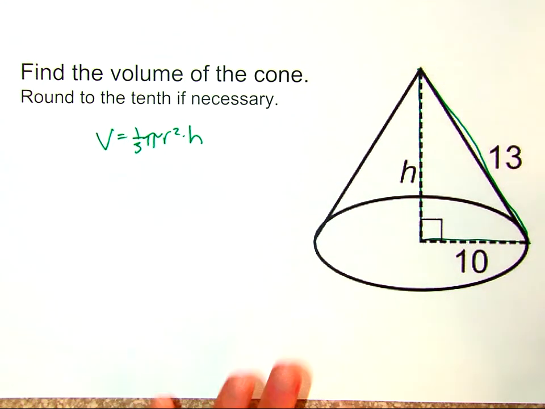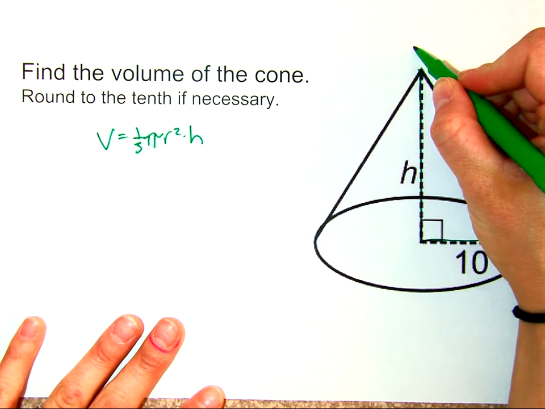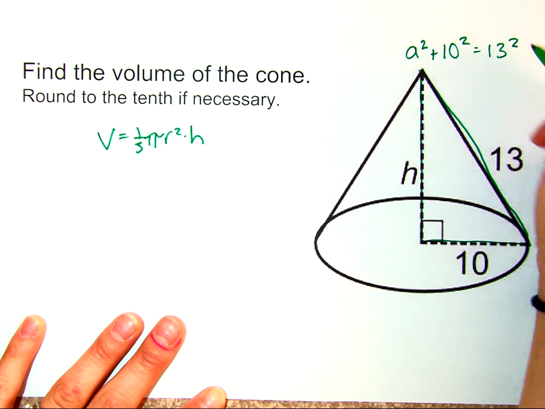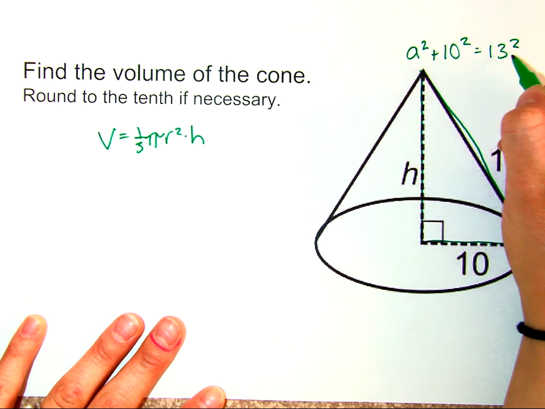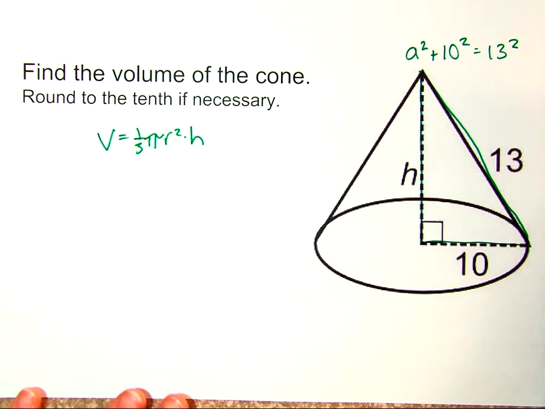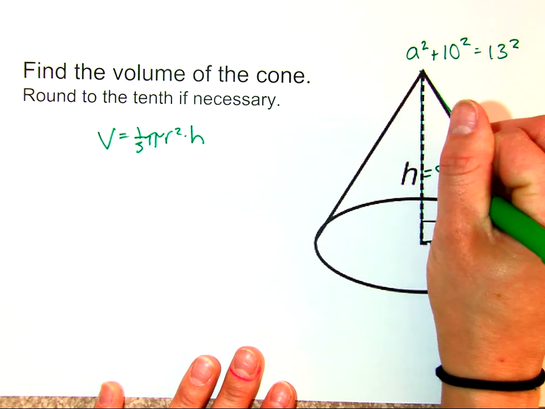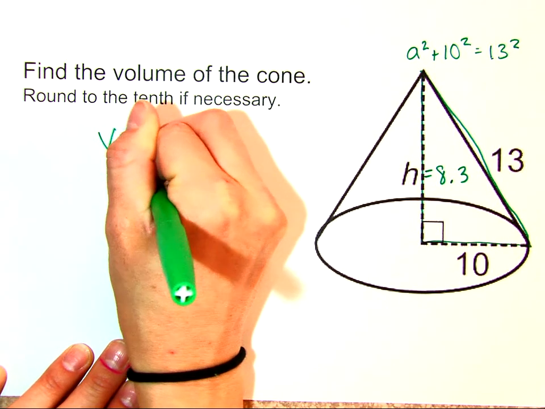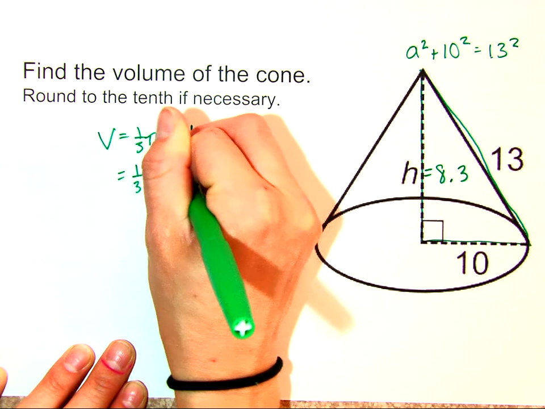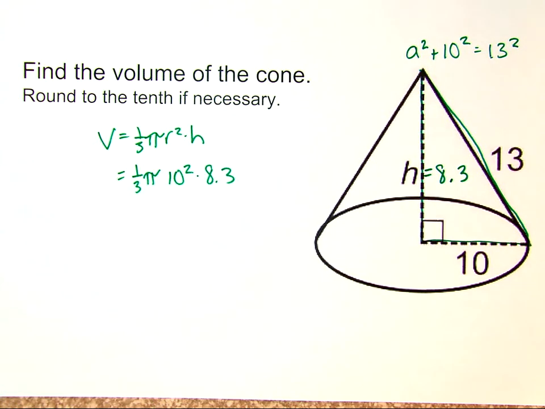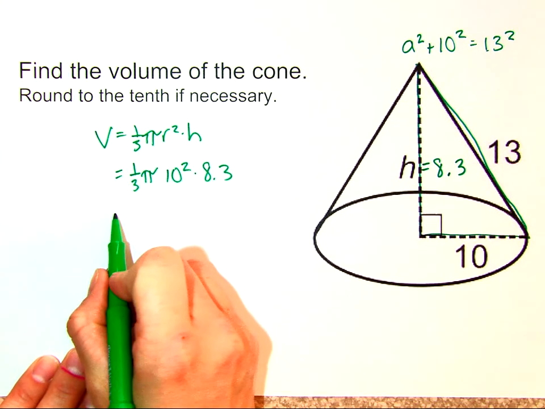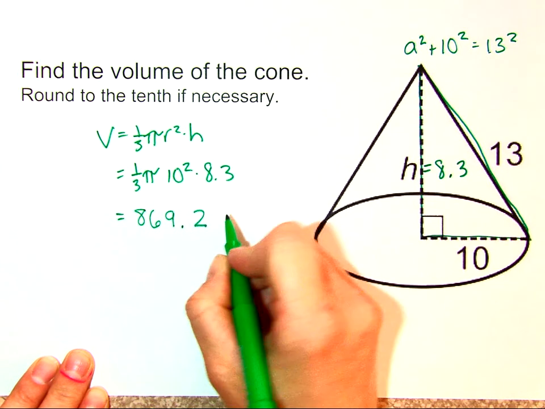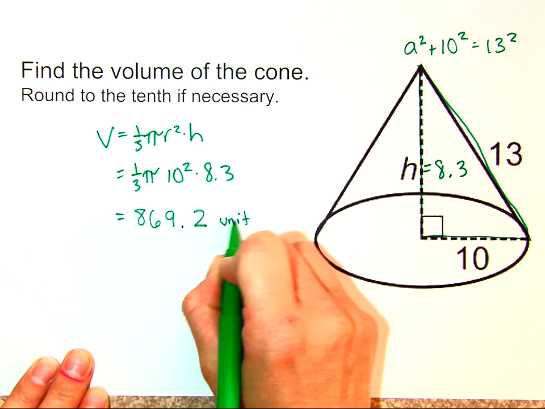So you can use the Pythagorean theorem to find out that h squared plus 10 squared is equal to 13 squared. So take the square root of 13 squared minus 10 squared. You're going to find out that your height is 8.3. And my radius is 10. So this is what I'm going to be typing into my calculator. And you should get 869.2. And I don't have units here, so I'm just going to write cubic units.